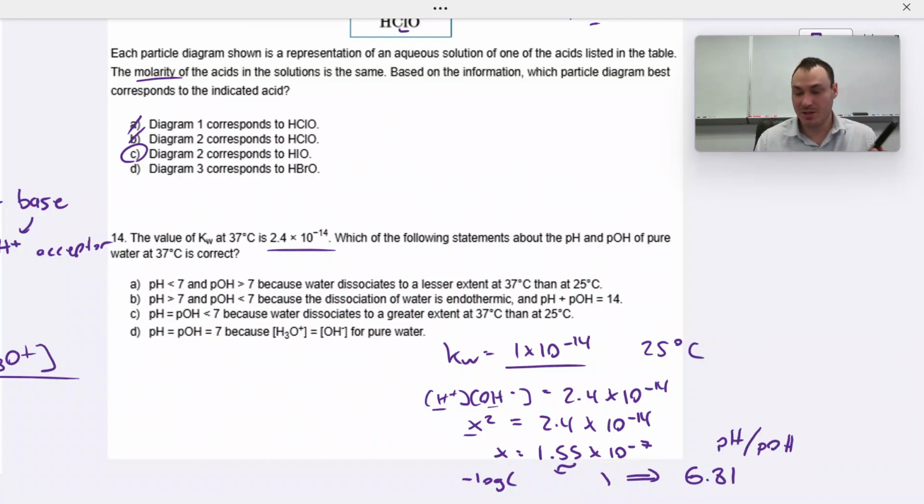That's when pH and pOH are the same. And they're going to be less than 7. So pH is equal to pOH, but it's less than 7 because the dissociation is to a greater extent at 37 than 25 degrees Celsius.